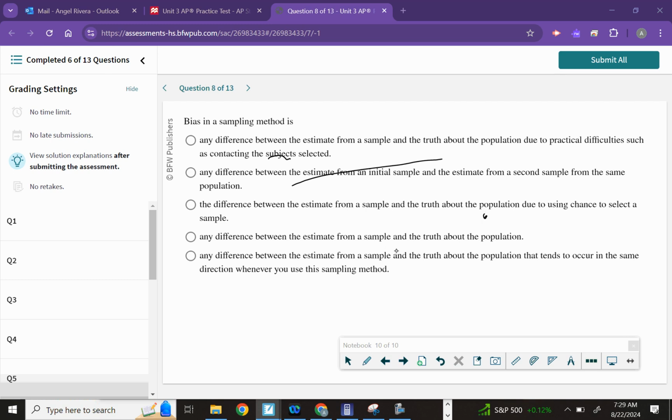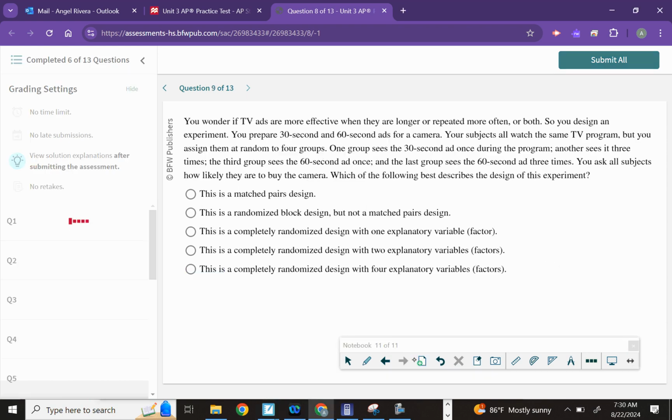Any difference between the estimate from a sample and truth about the population? I feel like there's something missing there. So I'm going to put a little mark, like maybe, but I don't think so. Any difference between the estimate from a sample and the truth about the population, and here's the key, that tends to occur in the same direction whenever you use the sampling method. So that is bias. It's this consistent pattern regardless of how many times you do the sample. There's always going to be that bias.